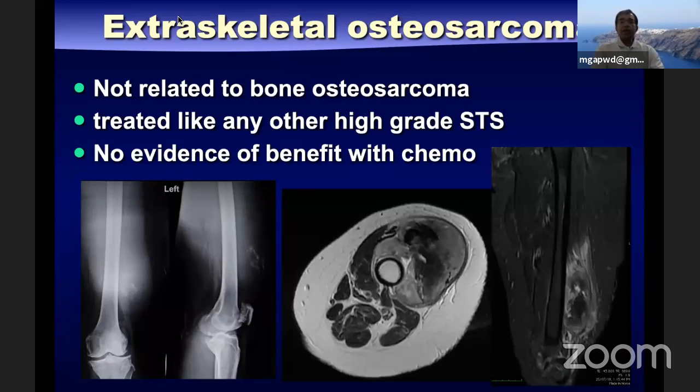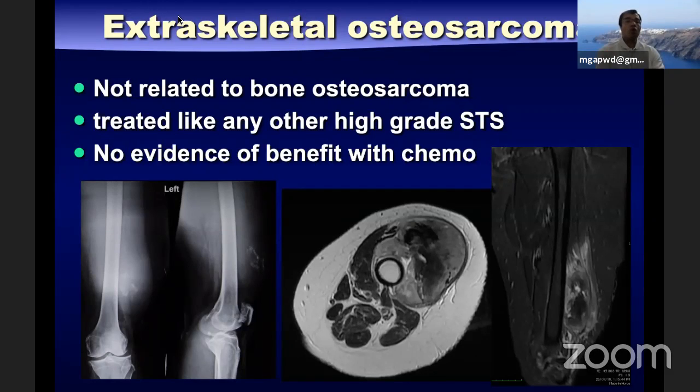Now, there's another thing which is often confused because of its name, and that's an extraskeletal osteosarcoma. Extraskeletal osteosarcoma means that this is an osteosarcoma arising in the soft tissues and not attached to the bone, or not arising inside the bone. Now, we must understand that these are actually not osteosarcomas at all. They are high-grade soft tissue sarcomas which form bone, and that's why they are called osteosarcomas. And they are to be treated like any other high-grade soft tissue sarcoma.